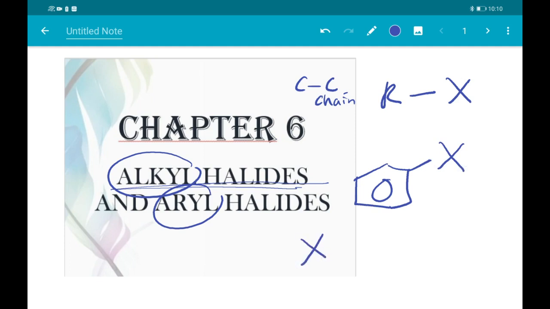The halogen is from group 7, which consists of fluorine, chlorine, bromine, iodine, and also astatine. But normally for our discussion, we're going to limit it to chlorine, bromine, and sometimes iodine, for examples.